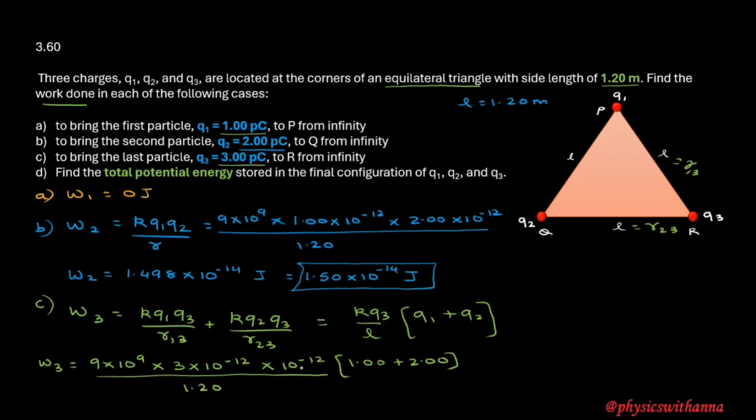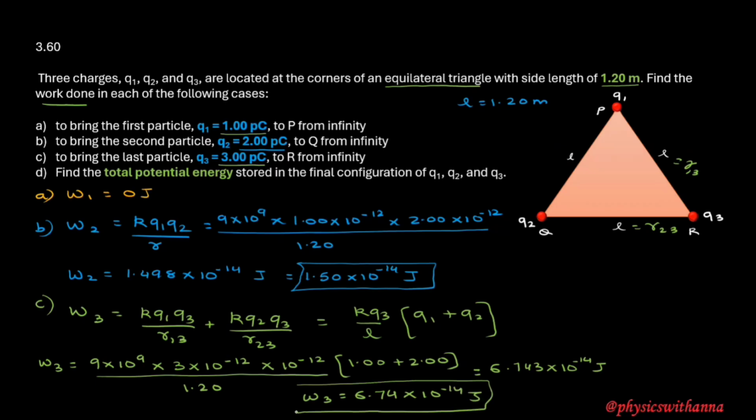And when you solve this, you get the work done in bringing the third charge particle to be equal to 6.743 times 10 to the power negative 14 joule, which you can round off to 6.74 times 10 to the power negative 14 joule. So this is the work done in bringing the third charge to its position.